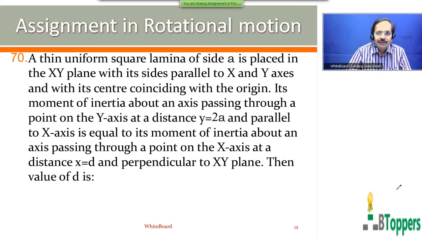Now see the next question, question number 70. A thin uniform square lamina of side A is placed in the XY plane with its sides parallel to the X and Y axes and with its center coinciding with the origin. Its moment of inertia about an axis passing through a point on the Y axis at a distance y equal to 2a and parallel to the X axis is equal to its moment of inertia about an axis passing through the point on the X axis at a distance x equal to d and perpendicular to the XY plane.